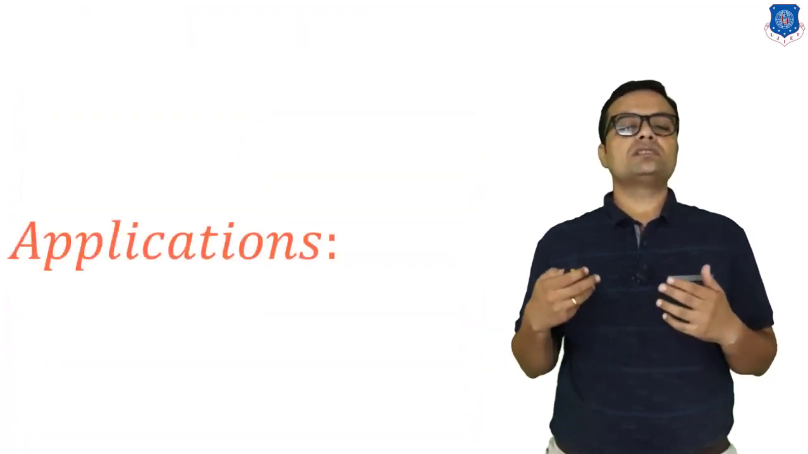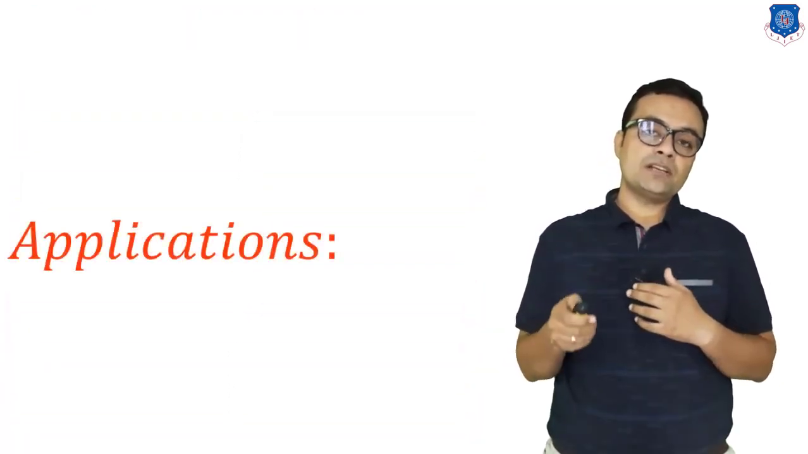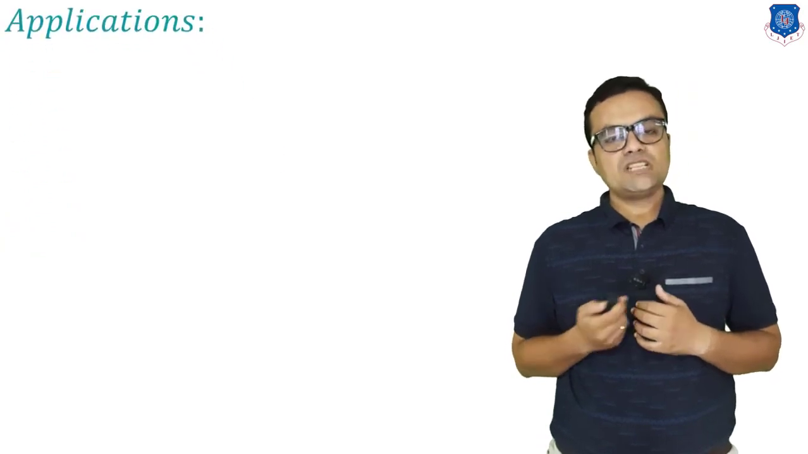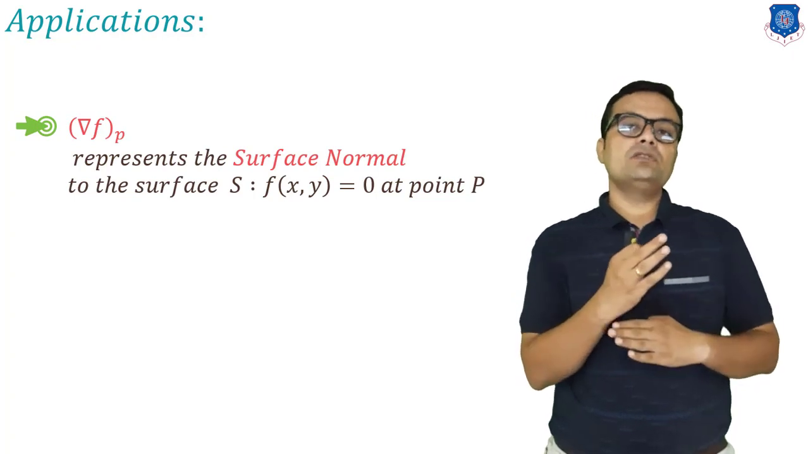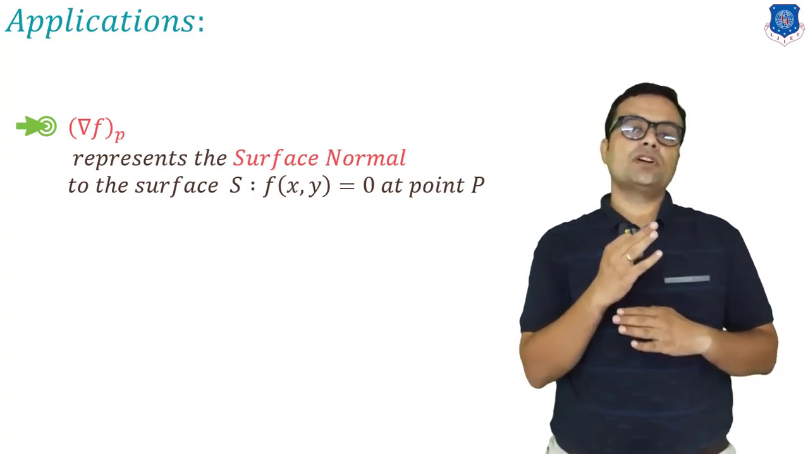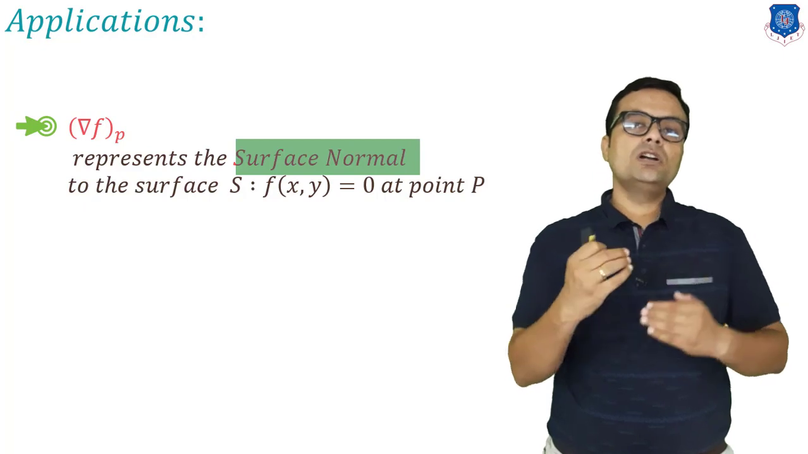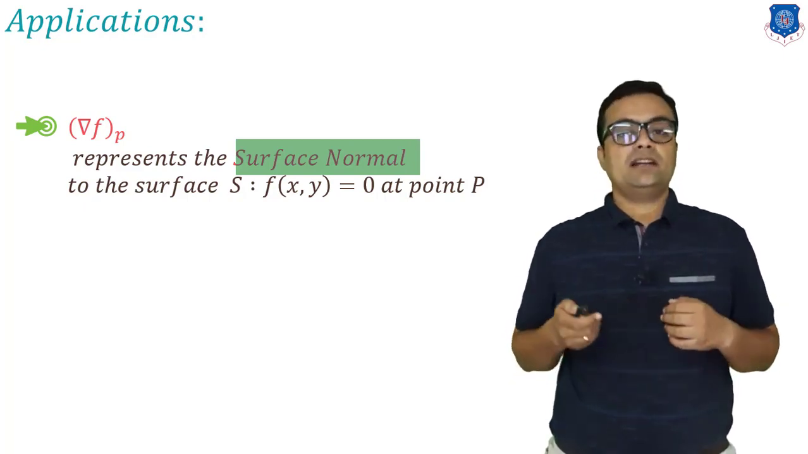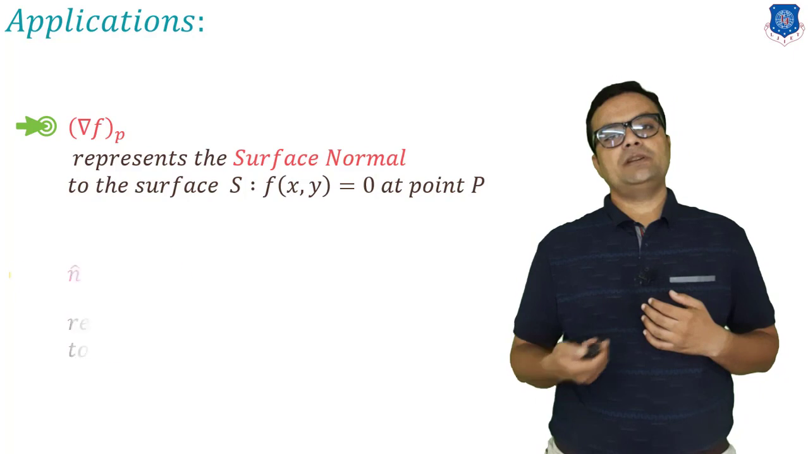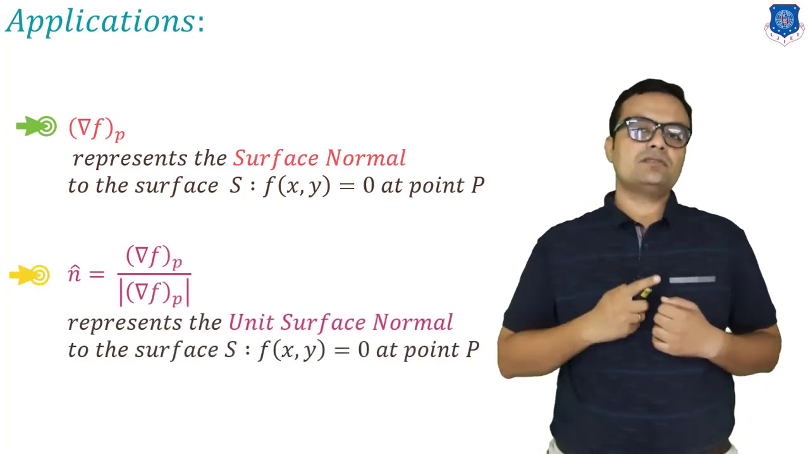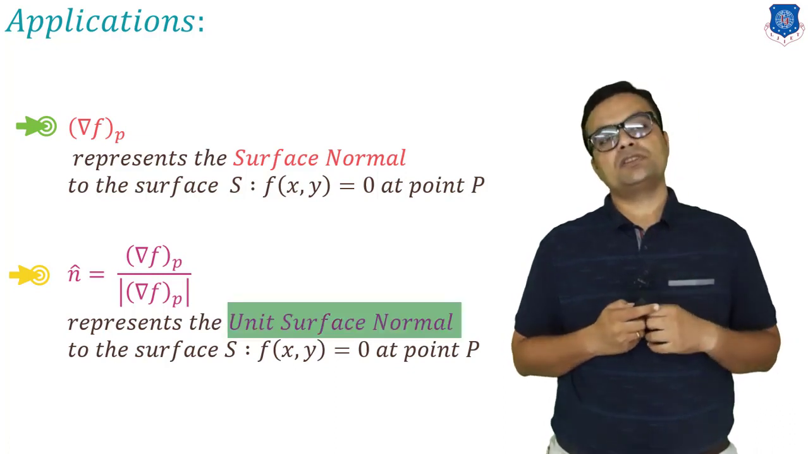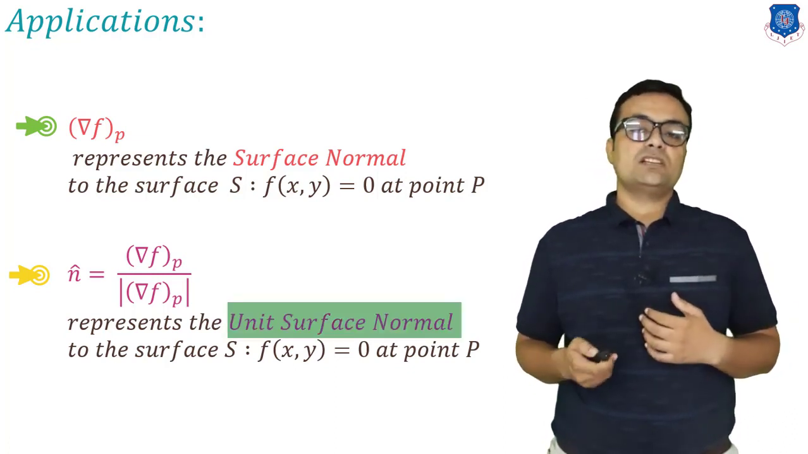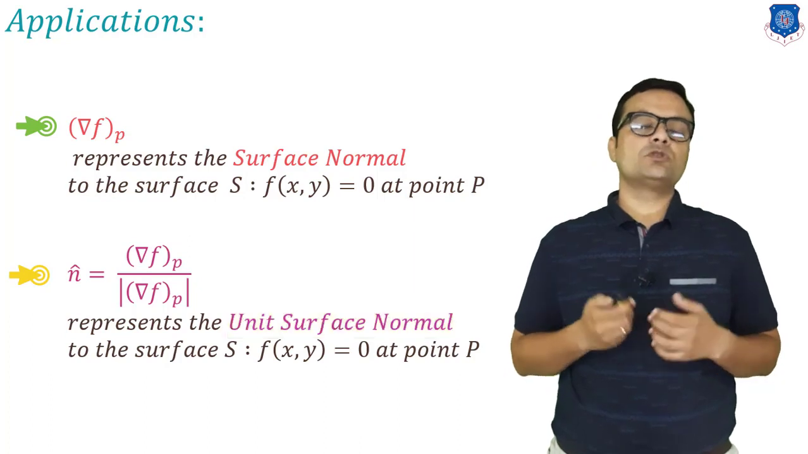Now let us move to the second part, which is the application of gradient. As I told you, it indicates a vector which is perpendicular to the surface and passing through the point, so it gives you a normal to the surface at the point, given by gradient of f at P. If you divide by its own magnitude, it gives you a vector of unit length, known as the unit surface normal. There are particular applications of this throughout vector calculus also.